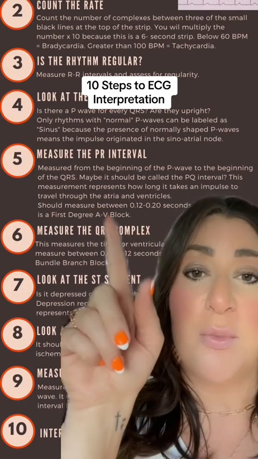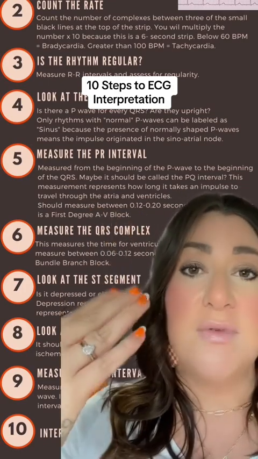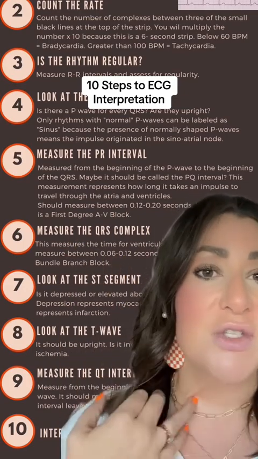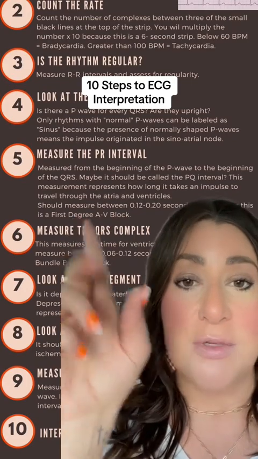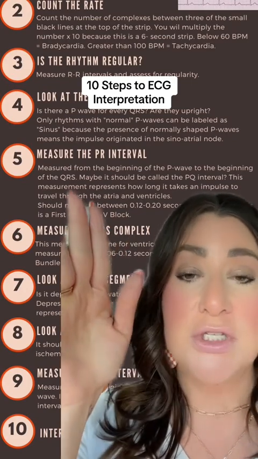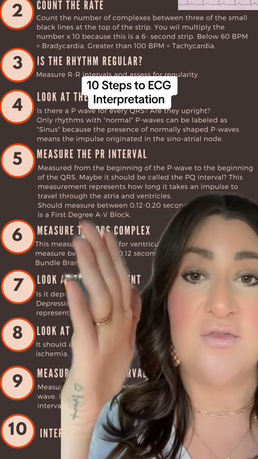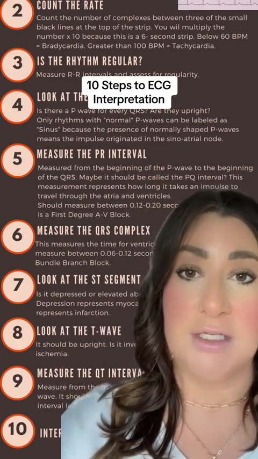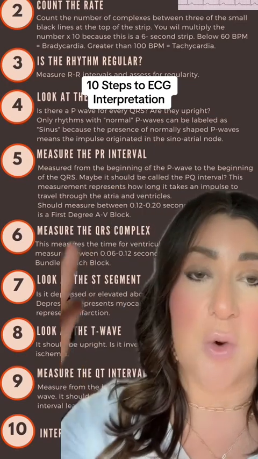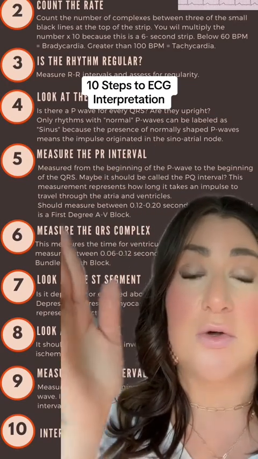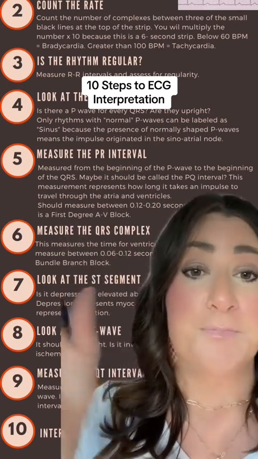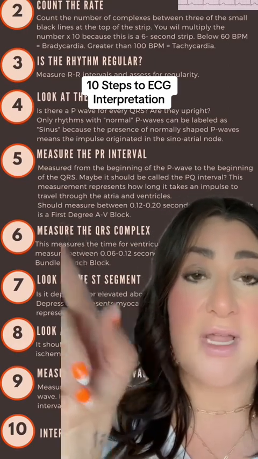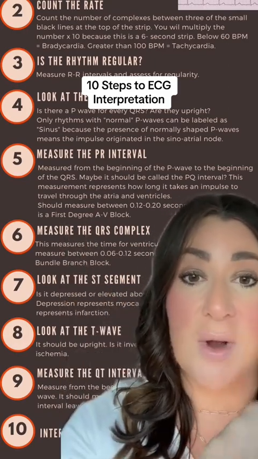Next, you're going to measure the PR interval. I often say that this should be called the PQ interval because that's what you're measuring. To measure the PR interval, you start from where the P wave begins to leave the isoelectric line, where the P wave begins to go up, until the Q wave. So you're measuring from the beginning of the P wave to the beginning of the Q wave.